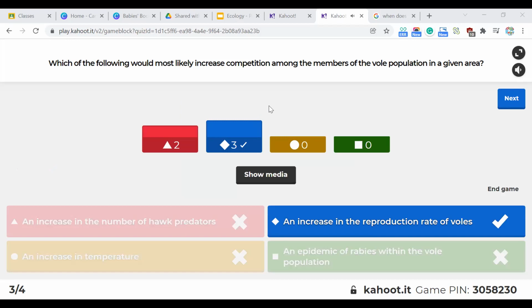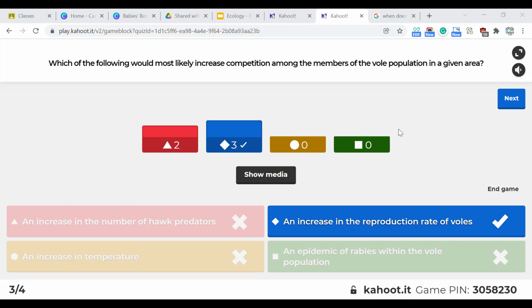All right. So the question asks for an increase in competition. An increase in the reproduction rate of voles would mean you have more voles, which means it's the same number of resources, so you're going to have more competition. And the other one was triangle. An increase in the number of hawk predators means you have more predators, and voles are its prey basically. So if there are more predators, you'll end up with less prey because they're getting eaten. So if you have fewer voles, that would be less competition within the vole population.